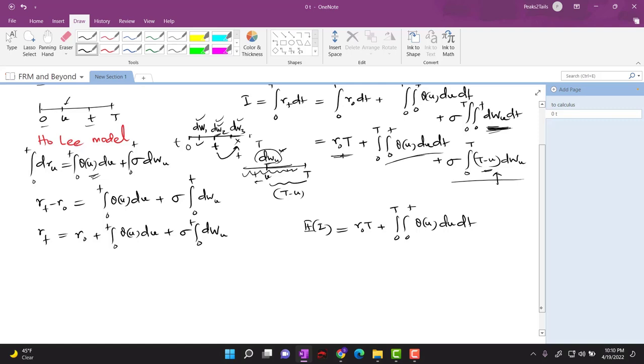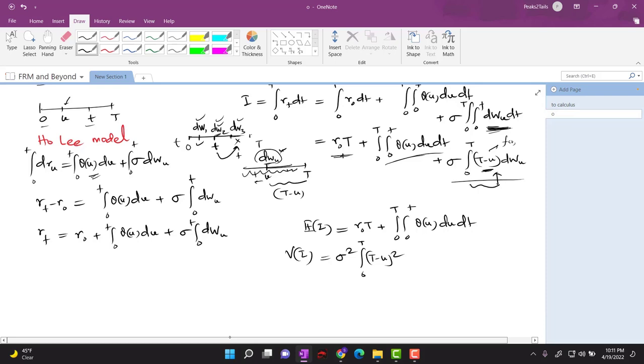What is the variance? Variance will come from only this term, right? The first two terms are constant or deterministic. So the variance, again, remember we just discussed that if the dw is scaled by a time-dependent function, then it comes as the square and dw becomes dt. So that is exactly what we'll do here. So variance would be sigma square. Sigma is the constant, so it'll come as sigma square when we take variance. Integral 0 to T, the time dependent function squared, right, times, replace dw(u) by du. du is the variance of dw.